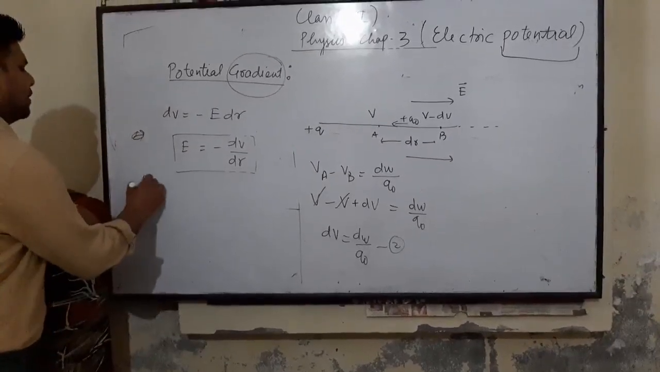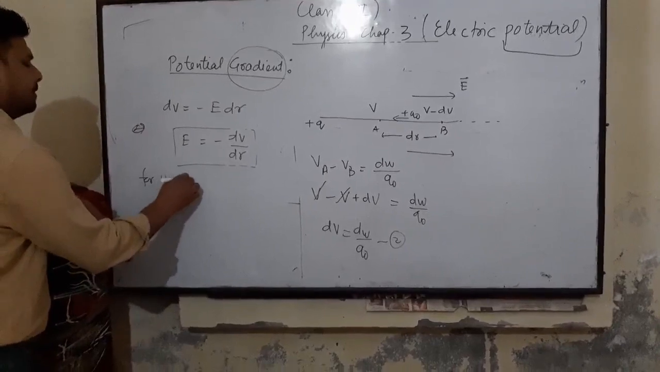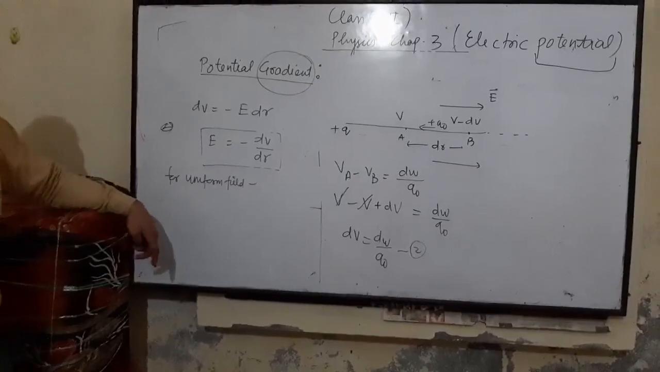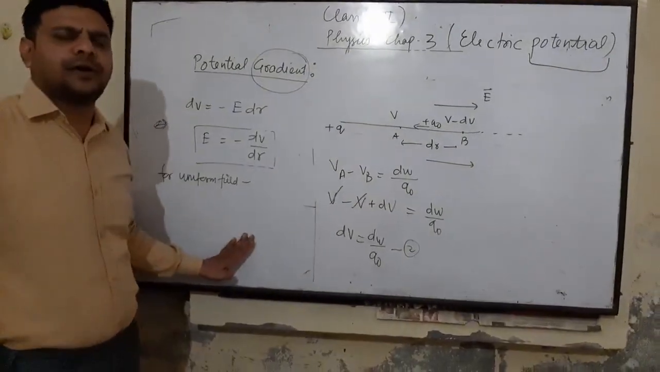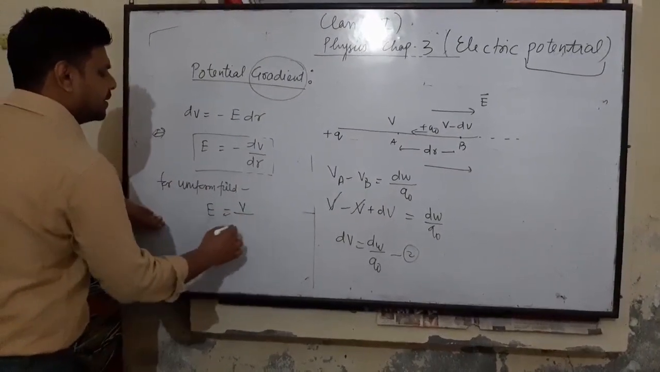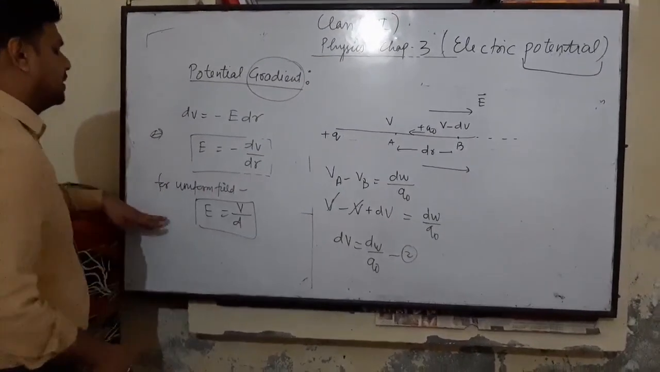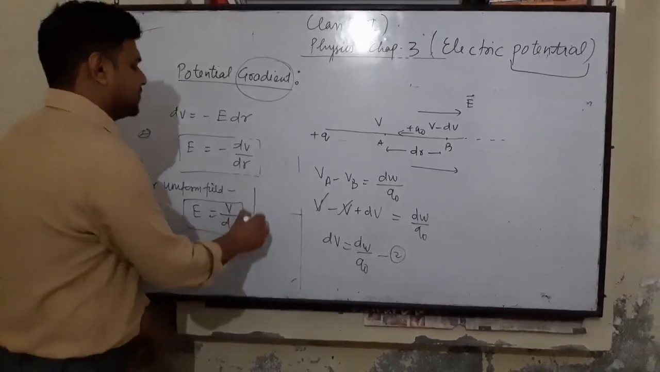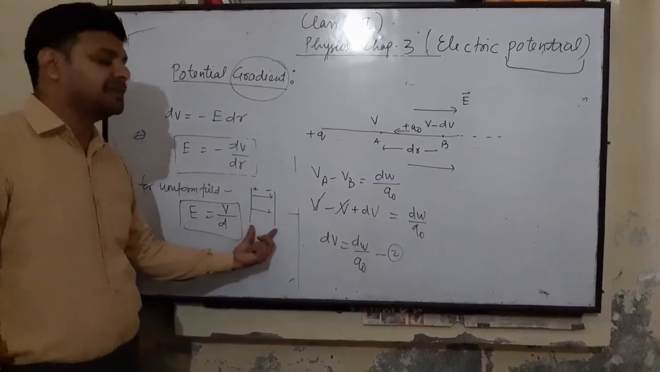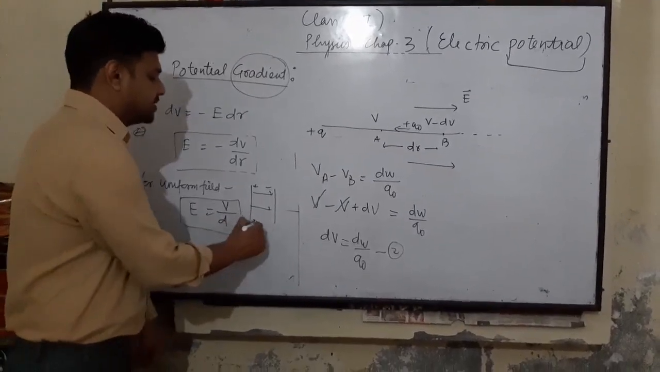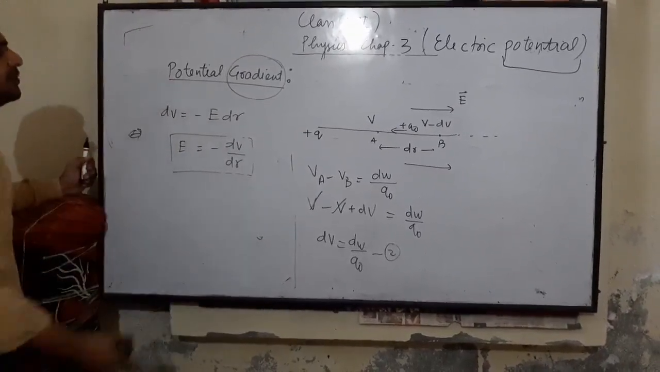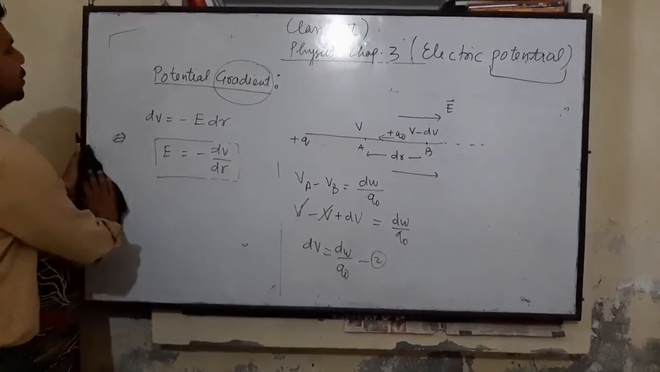For a uniform electric field, such as the electric field between the plates of a capacitor, we will use E is equal to V over d. Simple. This E is the electric field between the plates, V is the potential difference between these two plates, and d is the distance between the plates. So this is the expression for potential gradient.